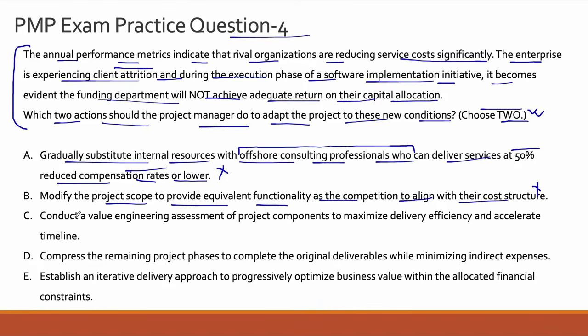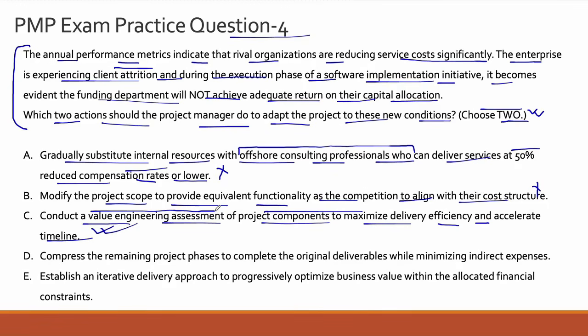Let's look at option C. Conduct a value engineering assessment of project components, okay, very important, to maximize delivery efficiency and accelerate timeline. This is probably one of the correct options, because value engineering means that you look at all the aspects of the project, not only people, but you look at infrastructure, you look at fixed costs, variable costs, direct costs, indirect costs.